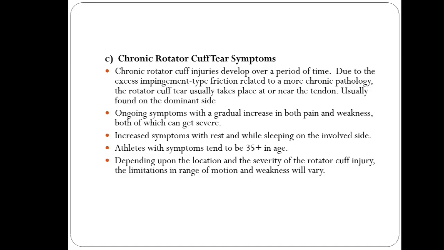There could be a chronic rotator cuff tear, which develops over a period of time due to excess impingement type friction related to more chronic pathology. It usually takes place at or near the tendon, usually found on the dominant side. There could be a gradual increase in both pain and weakness, both of which can get severe, and there could be increased symptoms with rest and while sleeping on the involved side. And athletes with symptoms tend to be 35 plus in age, and depending on location and severity of injury, limitations in range of motion and weakness will vary.